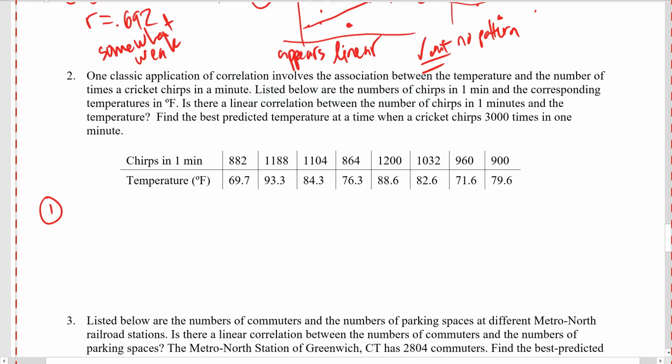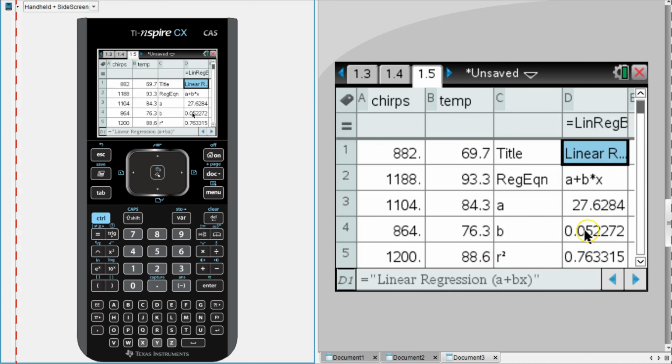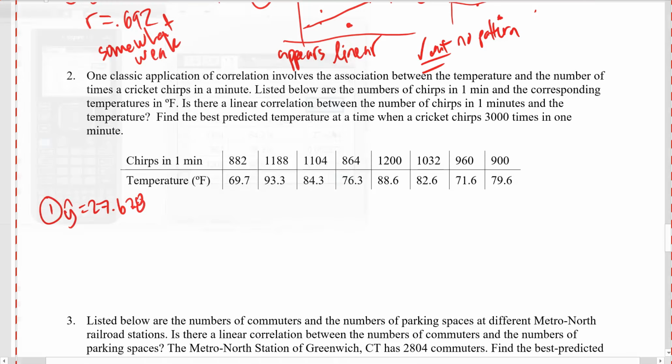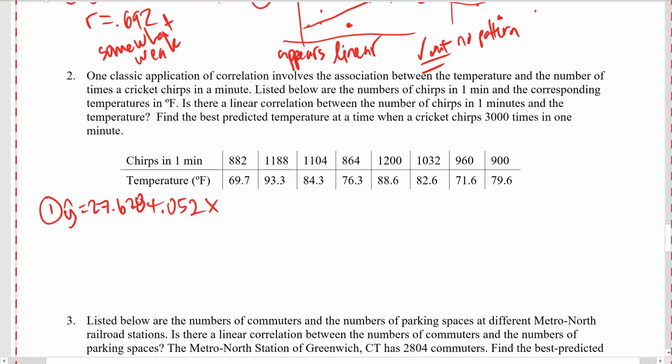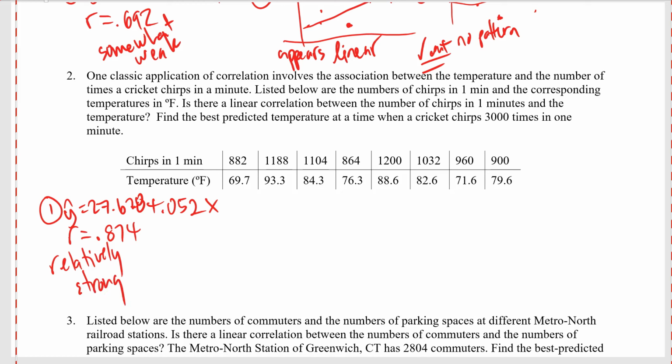Our A is 27.628. Our slope is, I think, positive 0.052 times x. We're just filling in the A and the B in the formula. Okay. I would also at this point grab the R, 0.874. We would call that relatively strong. So I'm expecting this to work as long as there's no big patterns here, okay?